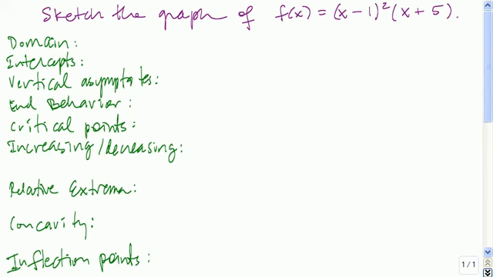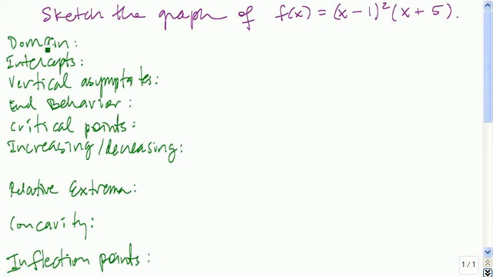Okay, to sketch the graph of a function, we need 9 pieces of information. We need the domain, we need the x and y intercepts, we need to know about any vertical asymptotes, we need to know the end behavior, we need to know the critical points, increasing, decreasing behavior, relative extrema, concavity, and inflection points. Okay, let's sketch a graph of this function right here.